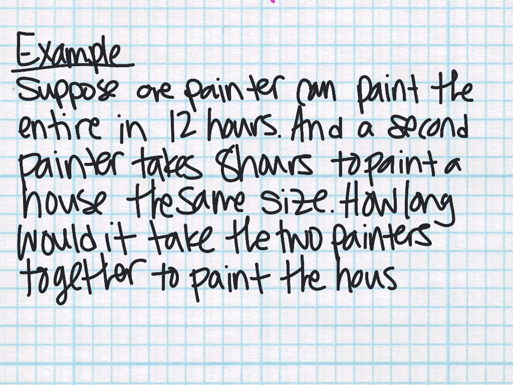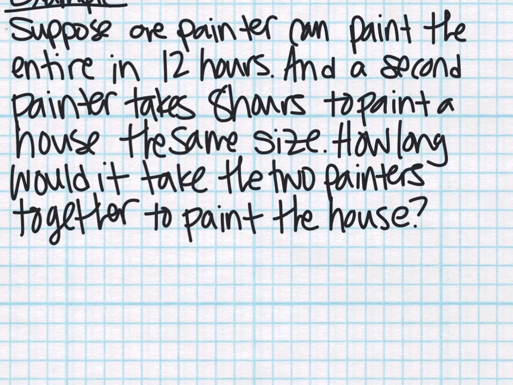Alright, so this is a little tricky. This is a little weird. So here's what we're going to do. So we're going to start thinking about hourly rate. So that's going to be the easiest way to sort out what's going on.